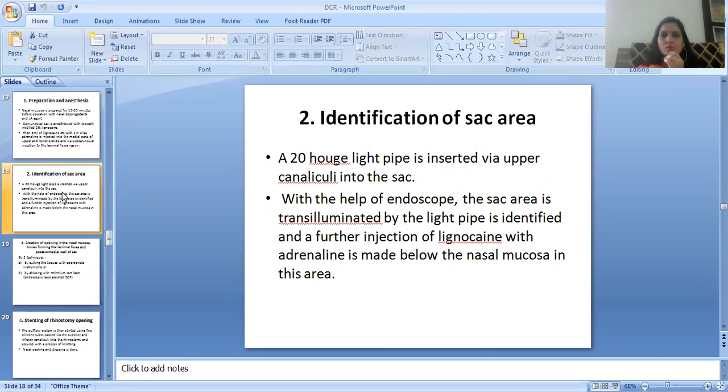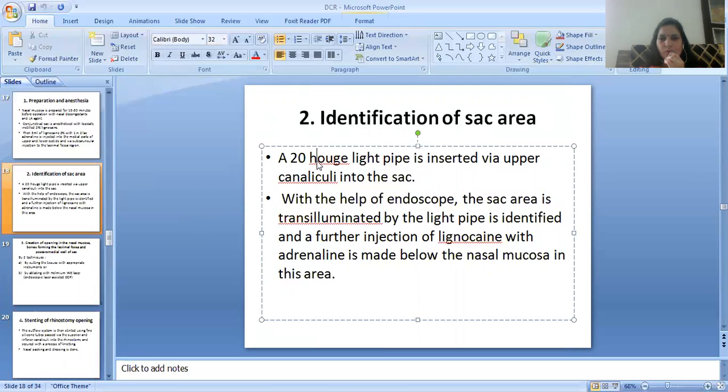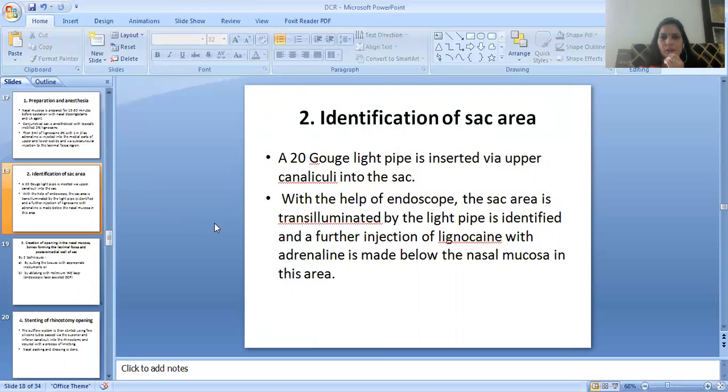A 20 gauge light pipe is inserted via upper canaliculus into the sac. With the help of endoscope, the sac area transilluminated by the light pipe is identified and a further injection of the lignocaine with adrenaline is made below the nasal mucosa in this area.